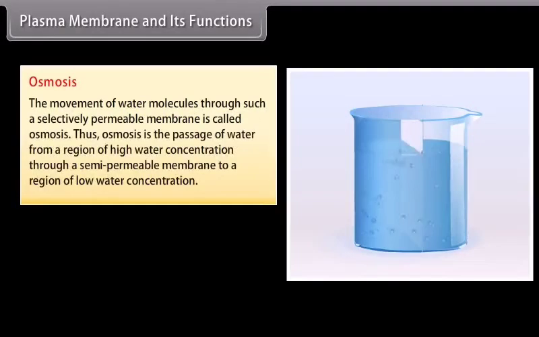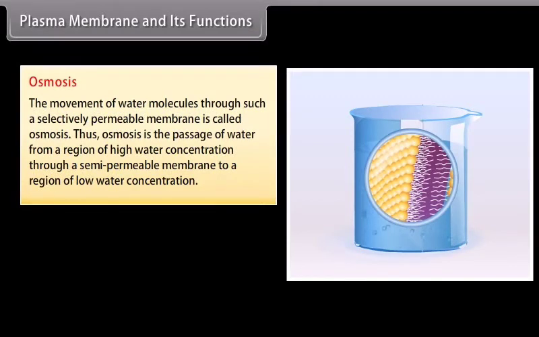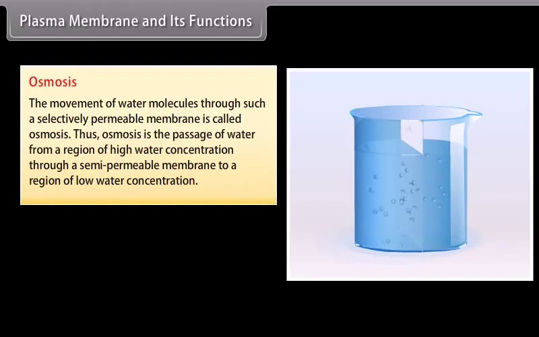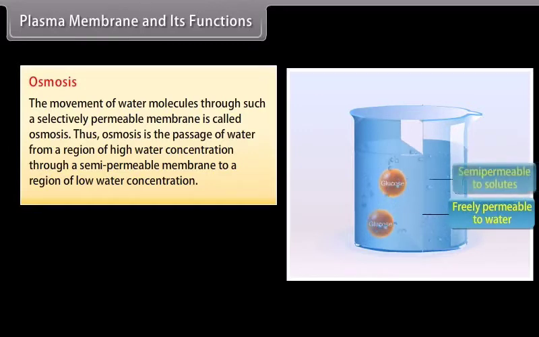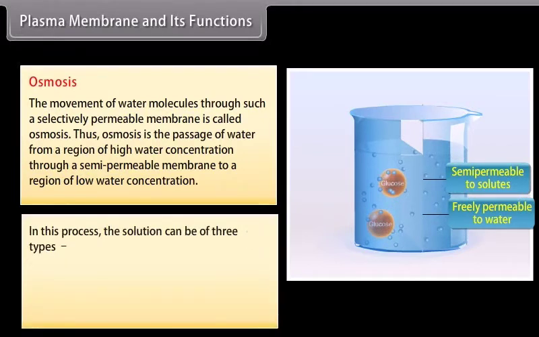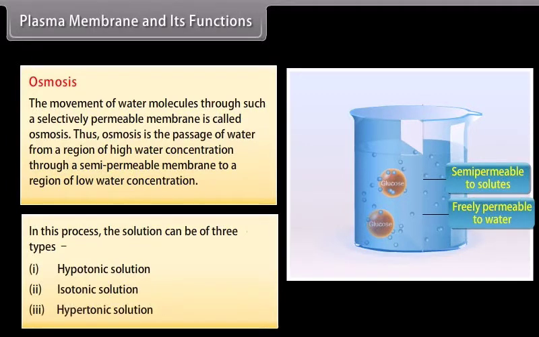Plasma membrane and its functions. Osmosis. The movement of water molecules through such a selectively permeable membrane is called osmosis. Thus, osmosis is the passage of water from a region of high water concentration through a semi-permeable membrane to a region of low water concentration. In this process, the solution can be of three types: hypertonic solution, isotonic solution, hypotonic solution. Hypertonic solution.